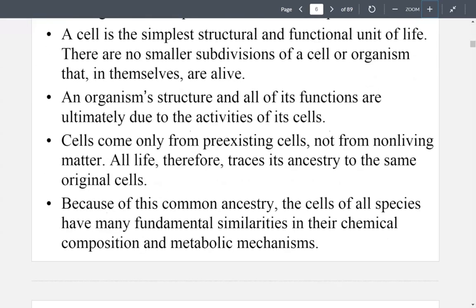Because of that common ancestry, all cells of all species will have basically the same similarities in chemical composition, metabolic mechanisms, structure, the whole nine yards. If that is something you are interested in, really wanting to understand, I do encourage you to take zoology if you have not. If you have room for another elective, it's a really good one. It really gets into those fundamental similarities and how they've progressed through the various stages as life became more and more complex.